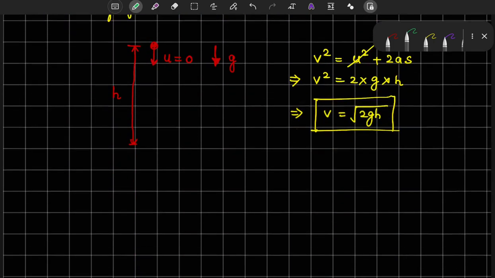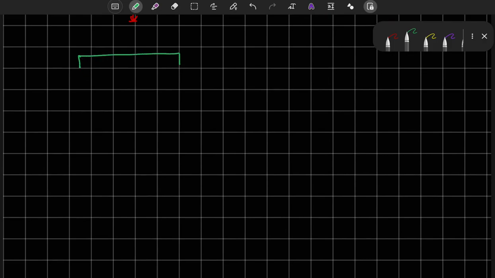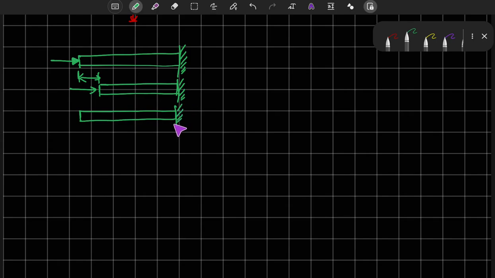For that, let us say we have a component which is fixed at this end, and we are applying a force. Let us say this is a deformable body. In that case, the length of this component will reduce by this amount. Basically this component is deforming, and if we release the force, it comes back to its original condition. Then we can say that this is an elastic deformation.